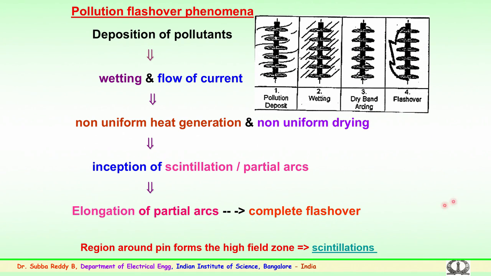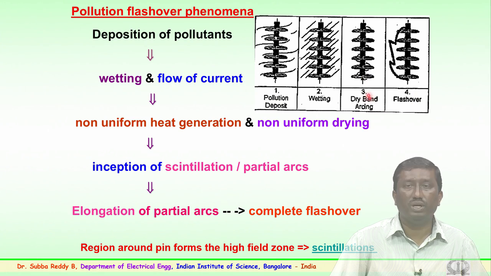So, this shows the schematic of how the pollution deposits, the wetting of the surface, then the dry band arcing, small arcings which take place, and further, depending upon the surface condition, the entire flashover happens across the insulator string.